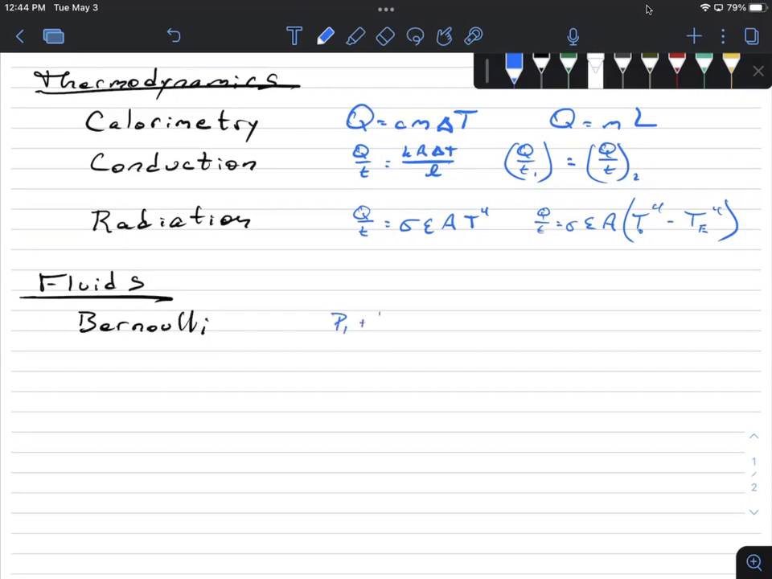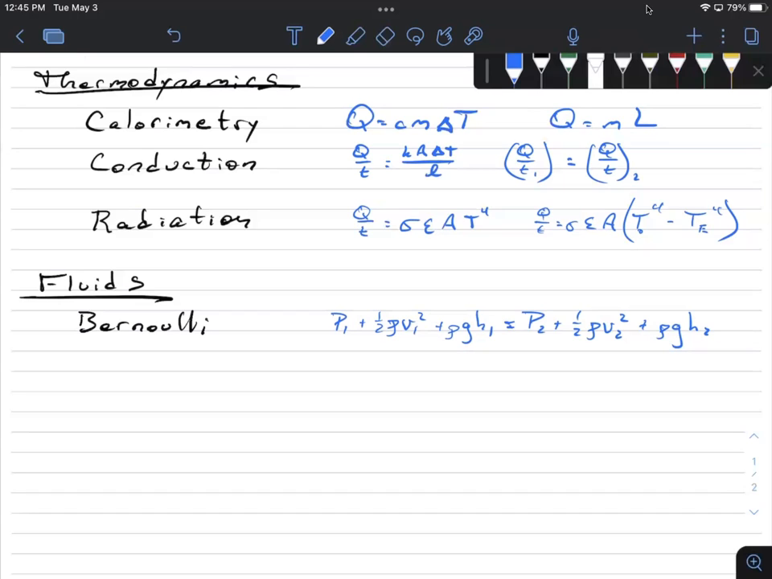It said P1 plus 1/2 rho V1 squared plus rho g h1. That's the total kind of pressure in the system, which is constant. So it's equal to P2 plus 1/2 rho V2 squared plus rho g h2. So if you have a pipe, the pipe goes up to the second floor and then constricts to some new size, and you want to find out, how does the pressure change? This is the type of equation you would use.